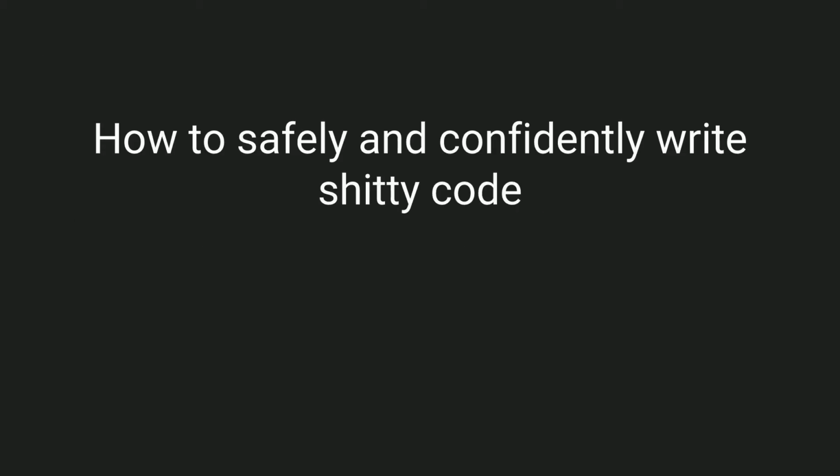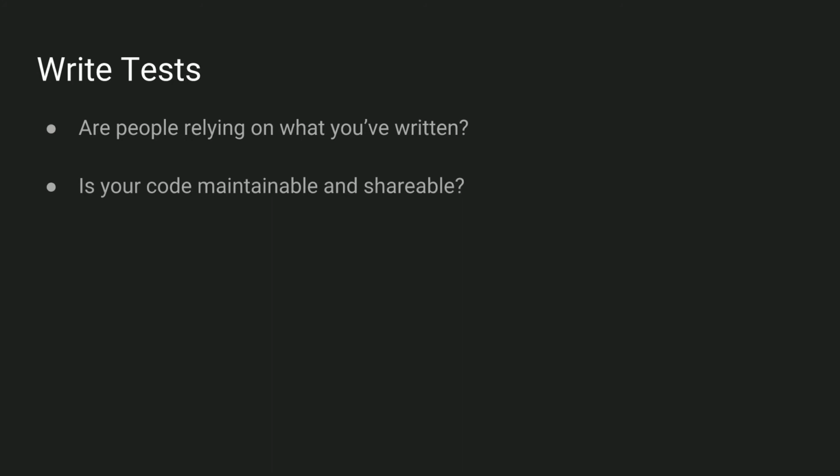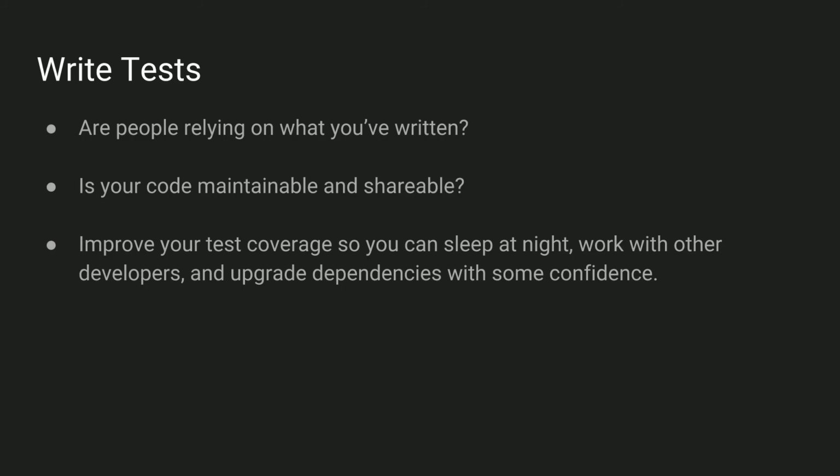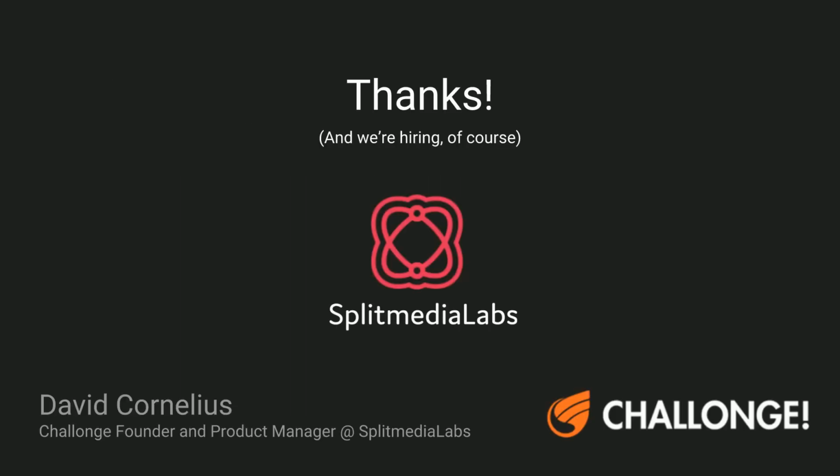So now you know how to safely and confidently write shitty code, but I think this part's important to mention as well. You also need to know when to stop. And I got to put a plug in for tests, of course. At some point, if people are relying on what you've written and you want to make your code maintainable, shareable, work with people, you need to improve your test coverage. I kind of learned this lesson the hard way because I was very slow getting into testing, and it made it a lot harder to work with people and to sleep at night, for instance. So be sure to test your stuff no matter what.